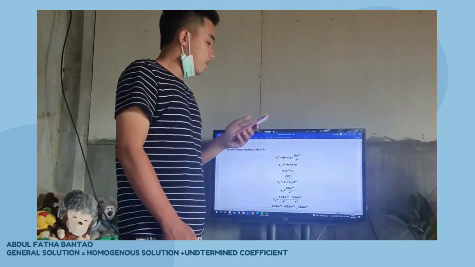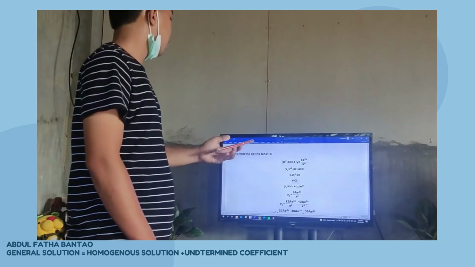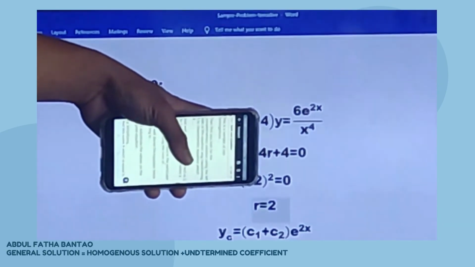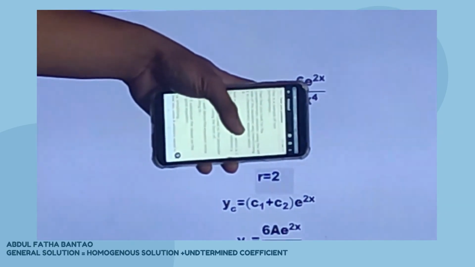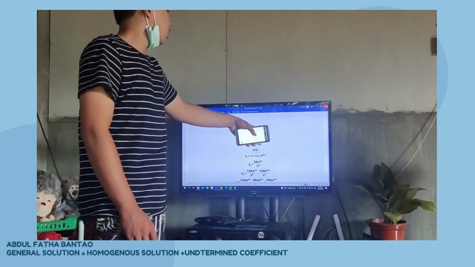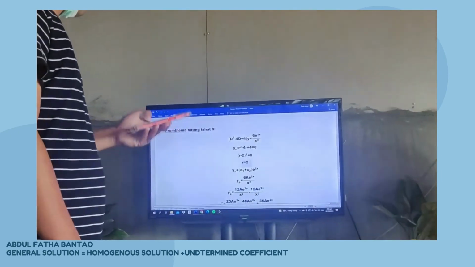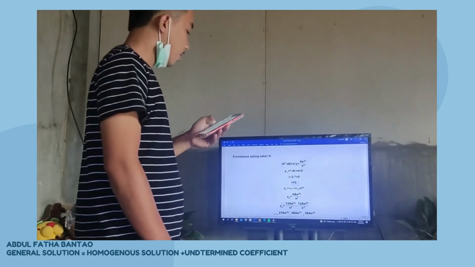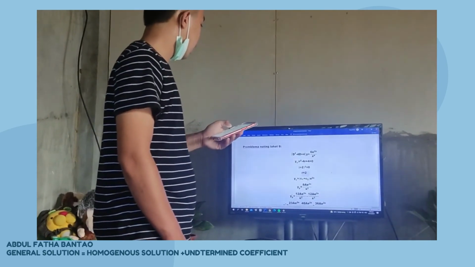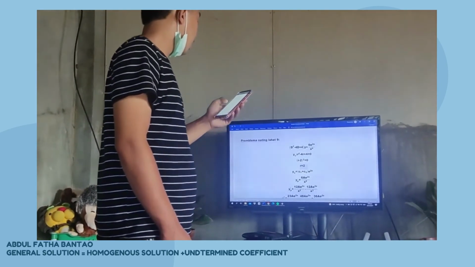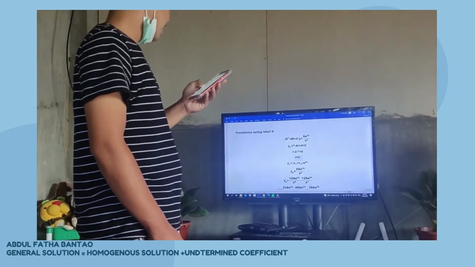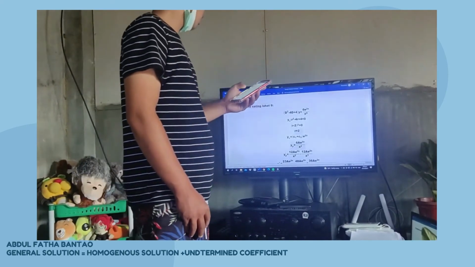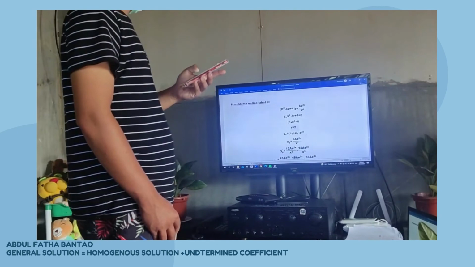This is a sample of a non-homogeneous equation. This is my sample equation: D squared minus 4D plus 4, y equals 6e to the power of 2x all over x to the 4th. First, you look for the complementary solution using the left side of the equation and transforming it into the characteristic equation, which is r squared minus 4r plus 4 equals 0.